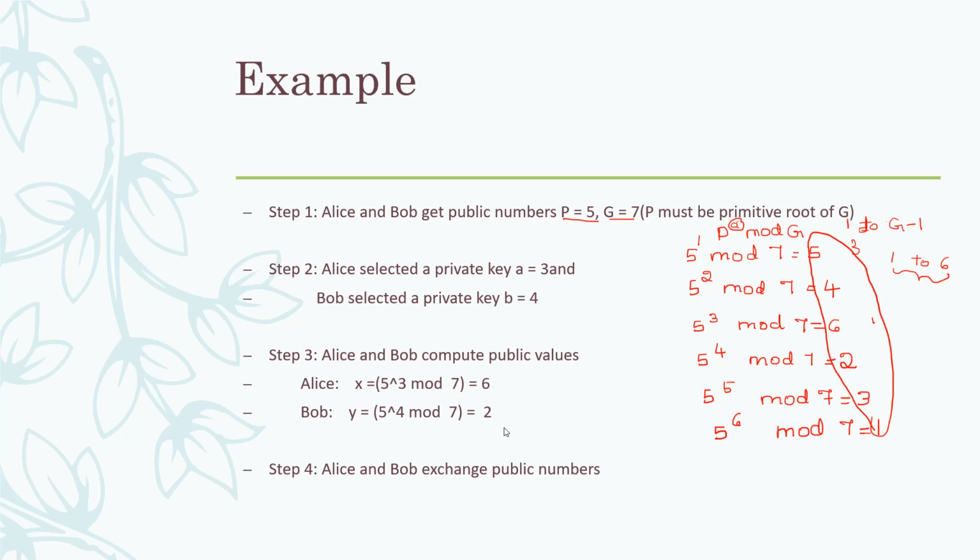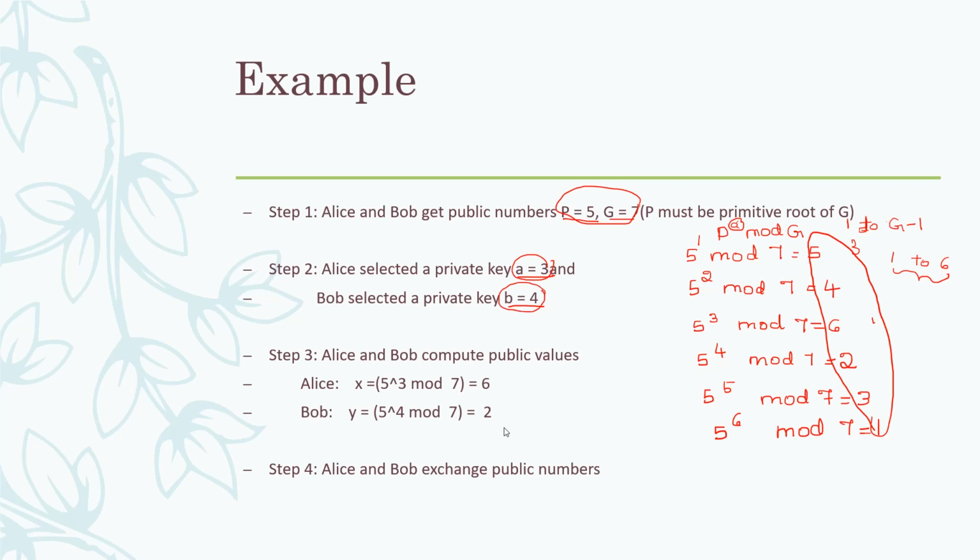So usually in the exams they do give these values, and let's say Alice has selected the private key value as 3 and Bob has selected the private key as 4. So these values will be known only to the sender and the receiver respectively. That's why it is termed as the private key.